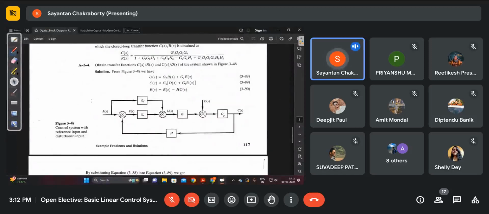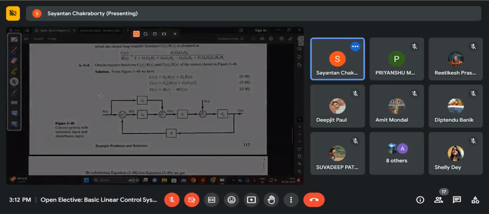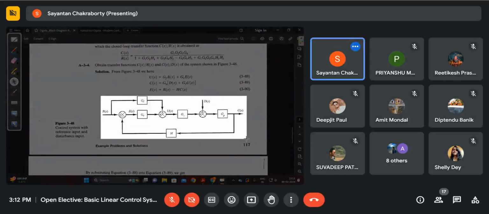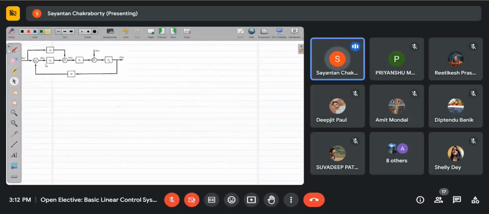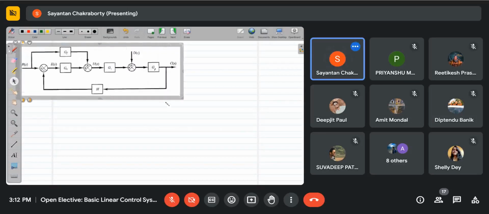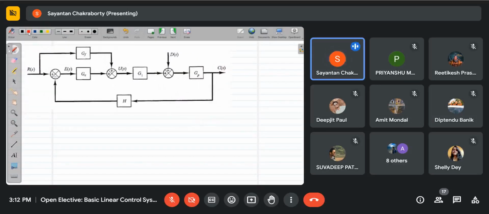Another phenomenon that I just wanted to discuss. Another application of this block diagram algebra is kind of this, where I have a reference signal, and this is a block diagram. This is GF, a feed forward part, and this is your feedback part. And this signal has a very significant role. This is the disturbance part.